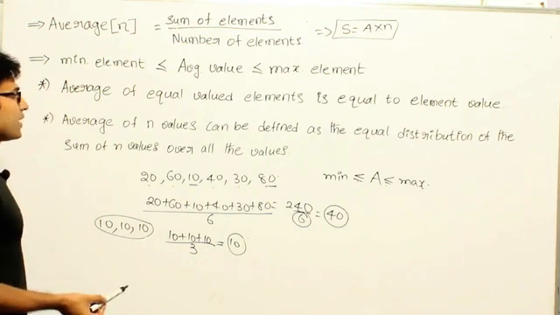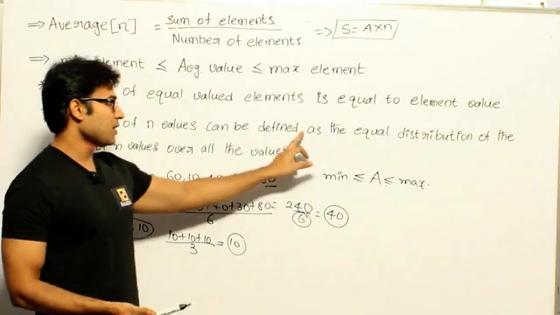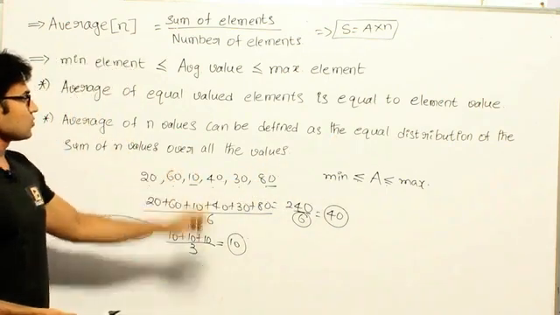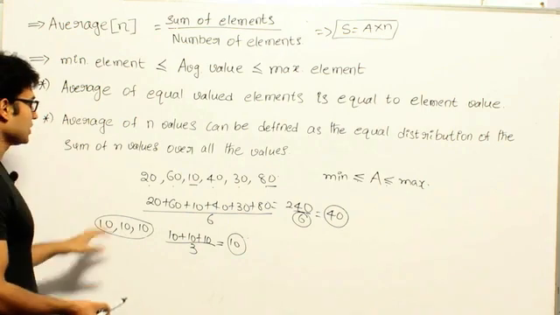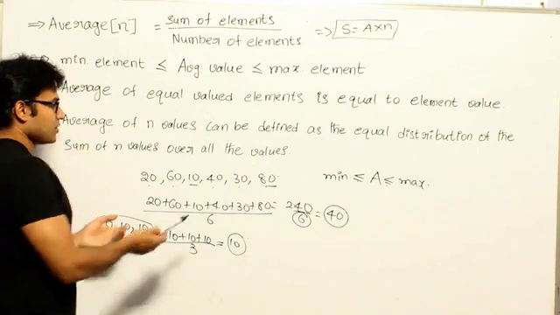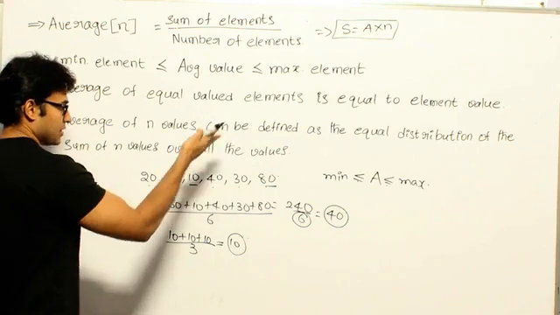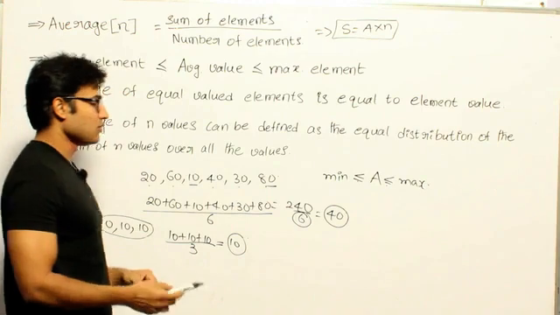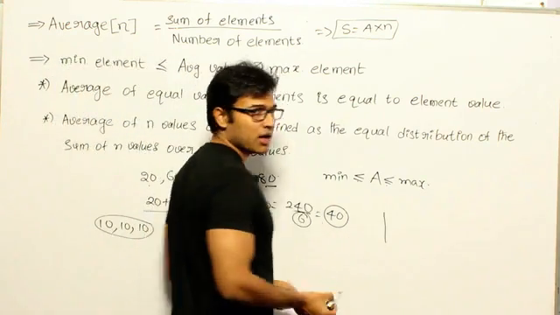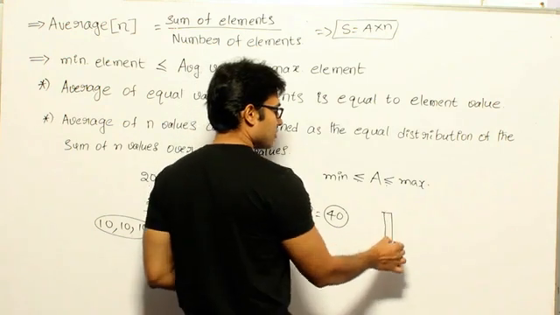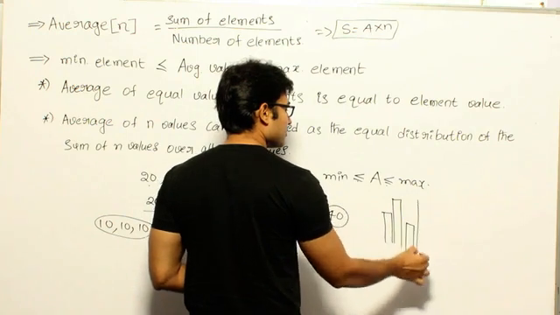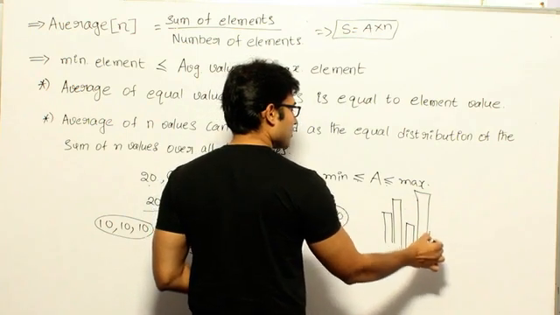Now another way of looking at the average is, the average of n elements can be defined as the equal distribution of the sum of n values over all the values. So if you want to see this average in some other way, it is like some values are higher and some are lower, right? If you look at this representation, let us say I want to represent all the values using a bar graph. Some values are high and some values are really low.